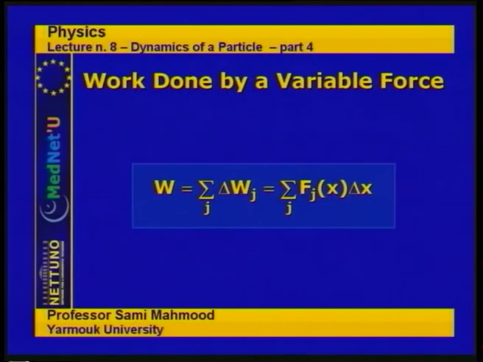Now, accordingly, we have only one way of defining the work, which is the work done by a constant force. The force at hand is variable. So what do we do? How do we calculate the work done by this force? We have, in this case, to develop a new technique in order to be able to apply the previous definition of work.